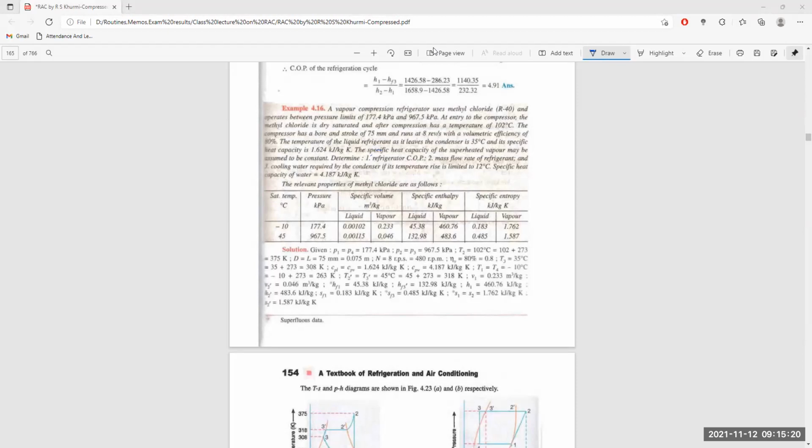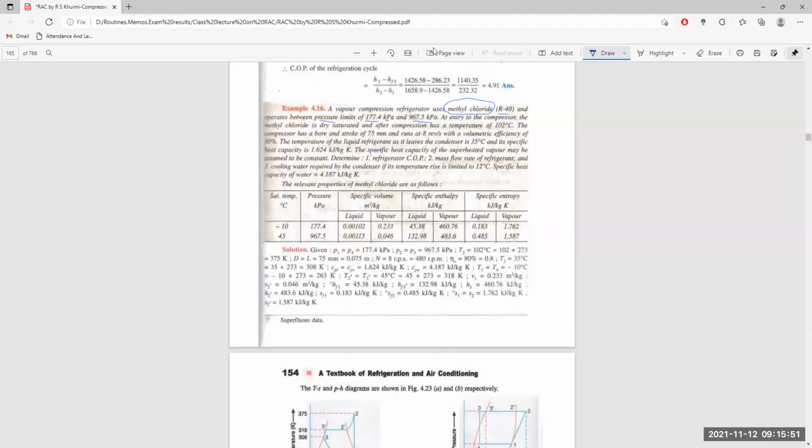uses methyl chloride. Here, the refrigerant is methyl chloride itself, not ammonia or sulfur dioxide or other commonly used refrigerants. Its code name is R40, and it operates between the pressure limits of 117.4 kPa and 967.5 kPa.